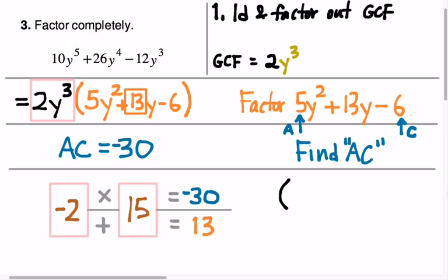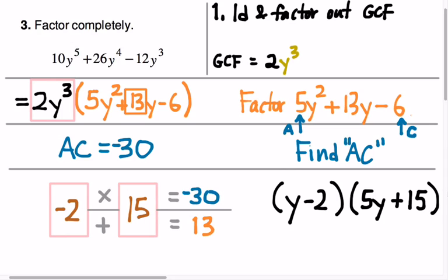Parentheses. Wait, the 2y to the third would be in the front? Yeah, the 2y to the third remains in the front. We're not even going to deal with it ever again, except to write it in our final answer. Parentheses y minus 2, parentheses 5y plus 15.